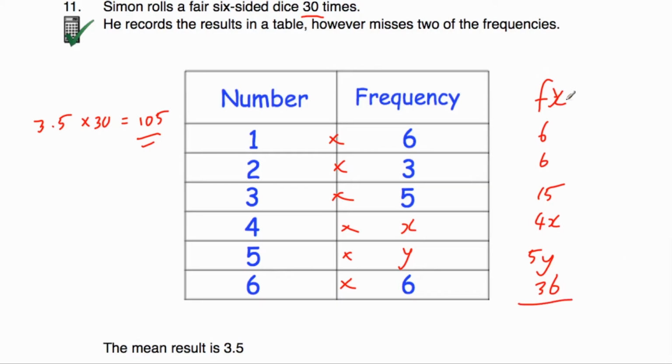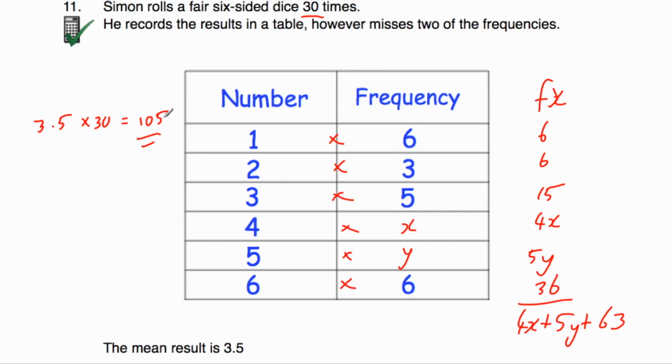So we're going to add up our fx column. So let's add up this column and see what we get. Now remember, whenever we're collecting like terms, we can add x's to x's, y's to y's, and numbers to numbers. So here we're going to have 4x plus 5y, and then we're going to add up our numbers and see what we get. So 6 plus 15 plus 36 is equal to 63. So whenever we add up our fx column, that's equal to 4x plus 5y plus 63.